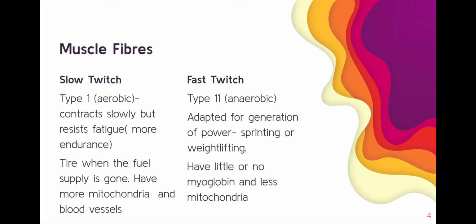Fast twitch muscles, on the other hand, are type 2 anaerobic muscles. They are adapted for the generation of power. So think sprinting or weightlifting or swinging a hockey stick or a racket, that quick burst of energy. These have little to no myoglobin, so they don't have any oxygen really being brought to the process. No oxygen means it's undergoing anaerobic respiration. They also have a lot less mitochondria, so not the ability to create ATP through aerobic cellular respiration. So they fatigue very, very quickly.